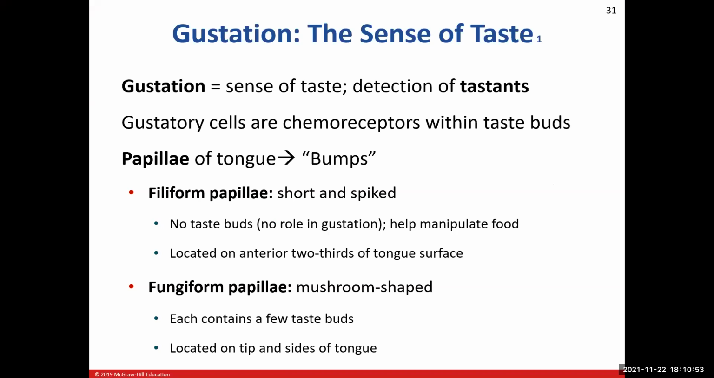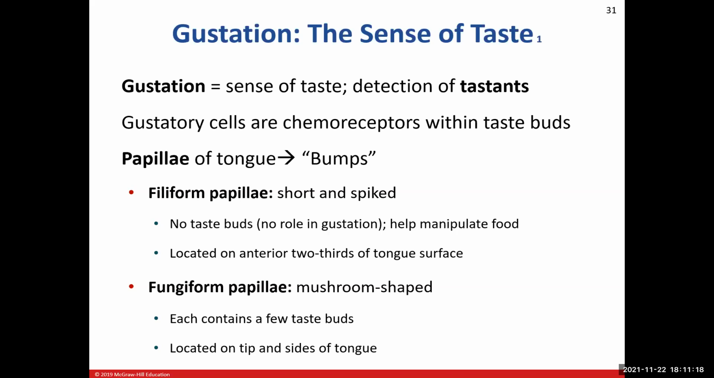So again, whereas with olfaction, our sense of smell, we talked about the detection of odorants, those molecules that get embedded into the mucous membrane there, here, when we talk about gustation, we're talking about detection of tastants. The tastants are those chemicals that stimulate the chemoreceptors, which are located in the taste buds. So let's find out where those taste buds are.